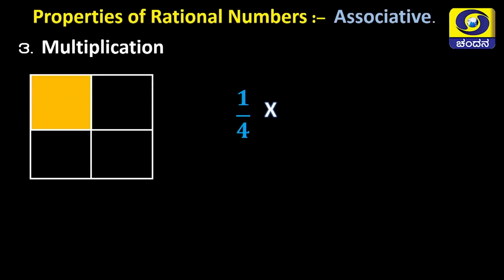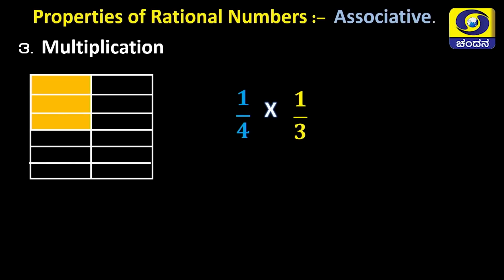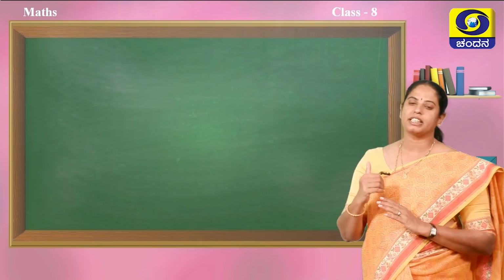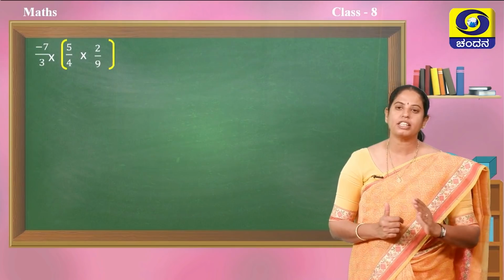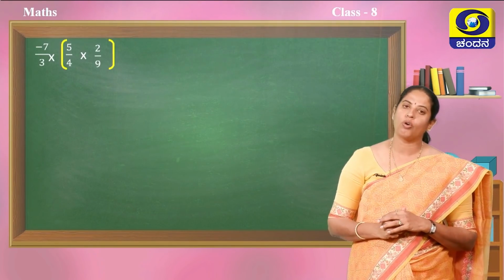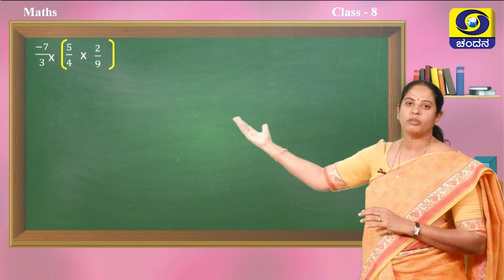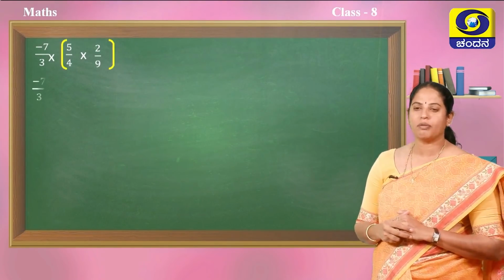Now, I am taking 1 by 4 first. Then I am multiplying 1 by 4 by 1 by 3. What is the answer? It is 1 by 12. When 1 by 12 is halved, I am getting 1 by 24. In all the 3 cases, you are observing the result is the same. Hence, the associative property on multiplication holds good on the set of rational numbers. Let us check with one more example. This you have to try, observe and try, children.